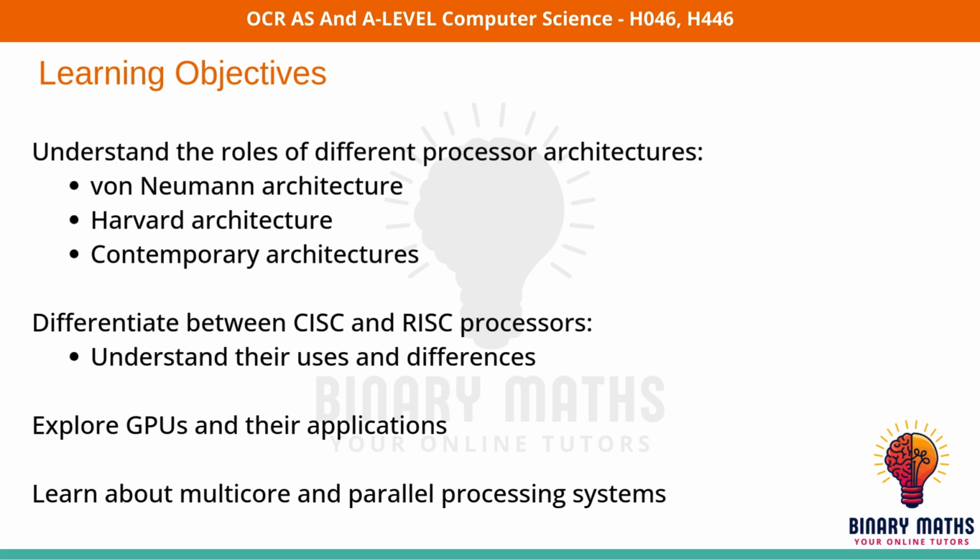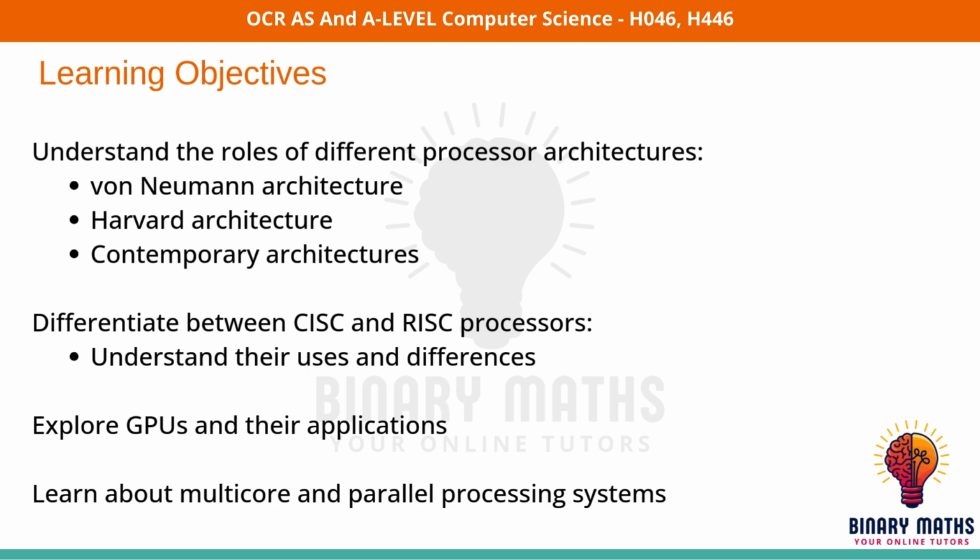Now, moving on to CISC and RISC. We want to differentiate between CISC and RISC processors. So CISC stands for Complex Instruction Set Computing. These processors have a large set of instructions, allowing them to execute complex tasks with fewer lines of assembly code. However, they can be slower due to the complexity of the instructions.